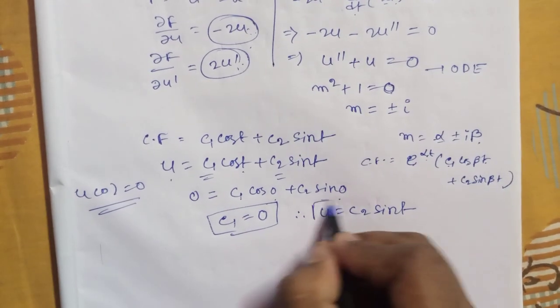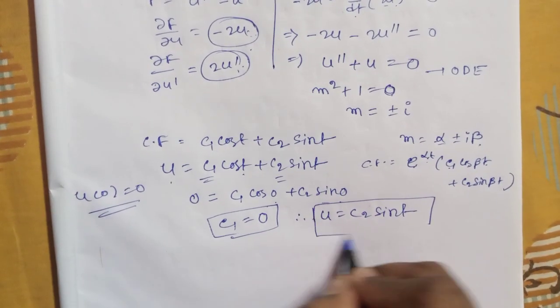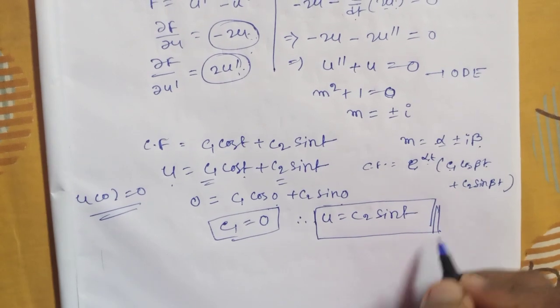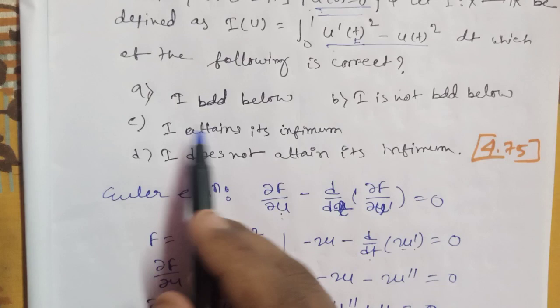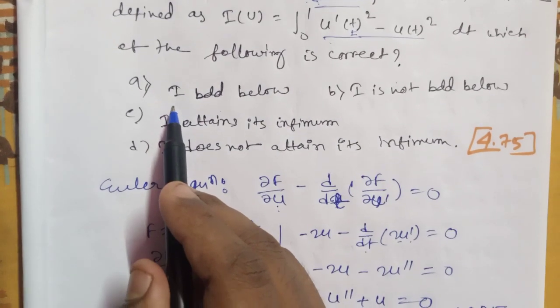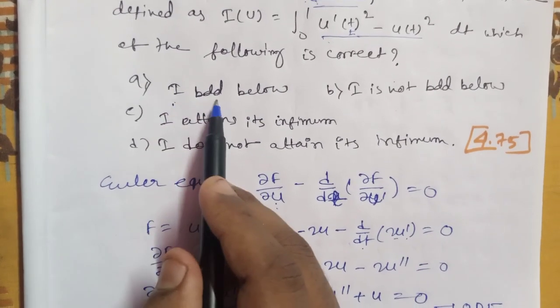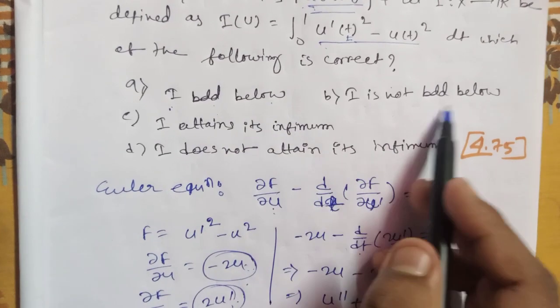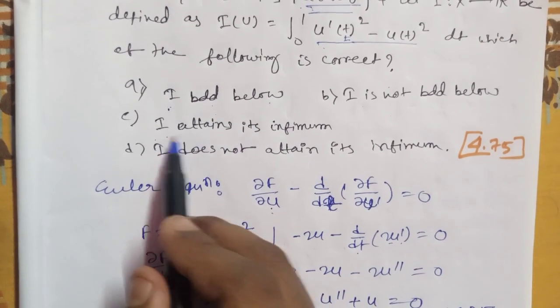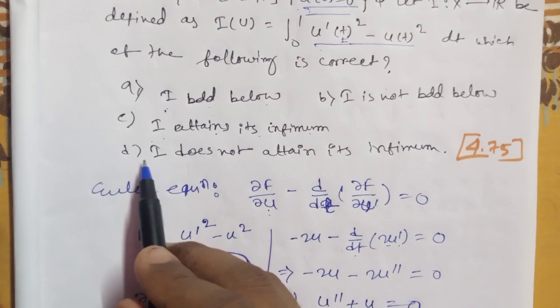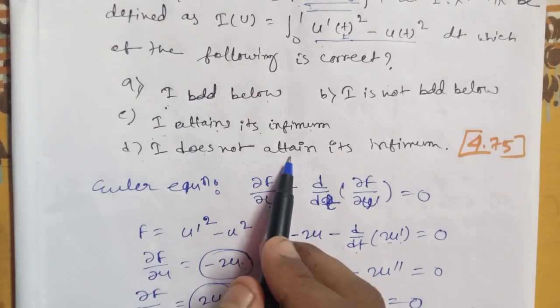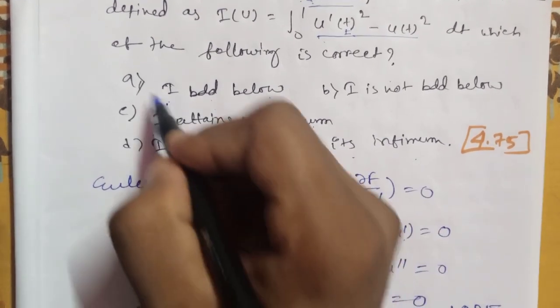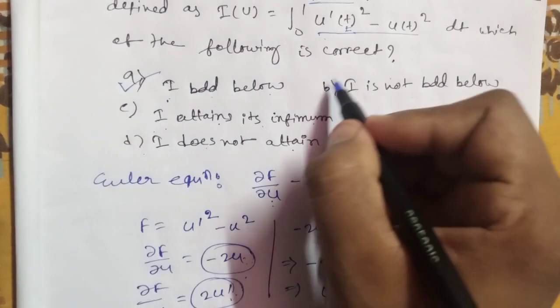Now see the options. Option A states that I is bounded below. Option B, I is not bounded below. Option C, I attains its infimum. And option D, I does not attain its infimum. Option A is right and option B is wrong.